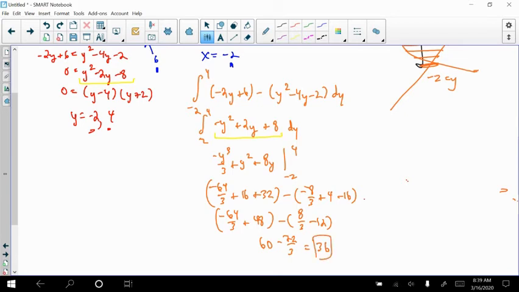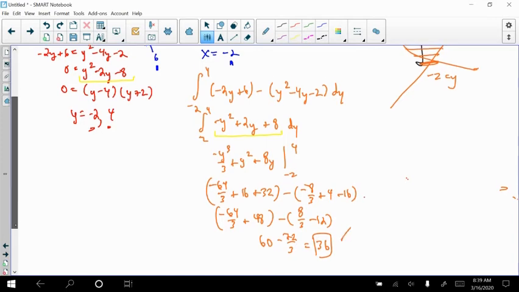And let me just double check my math. Negative 64 thirds plus 48 minus 8 thirds plus 12. Should be an area of 36. Checked out. Okay, so we can look at the next example.